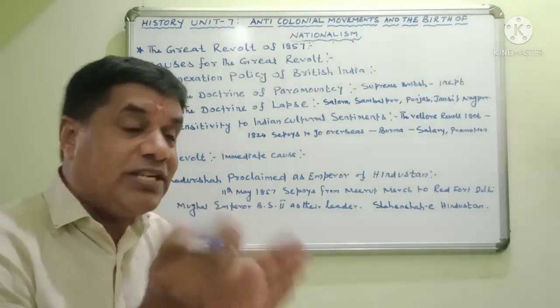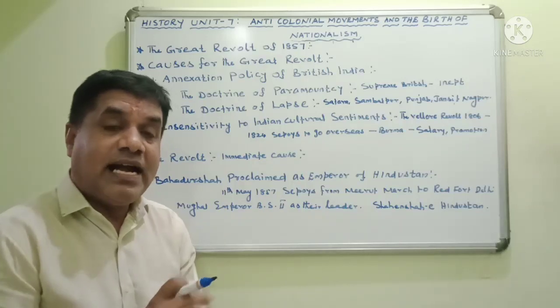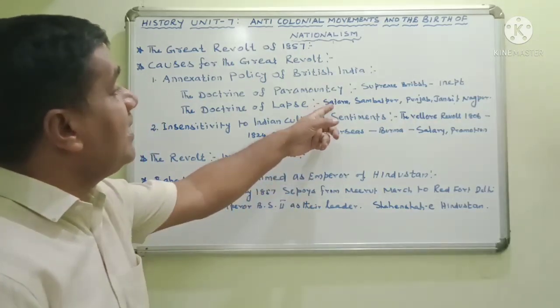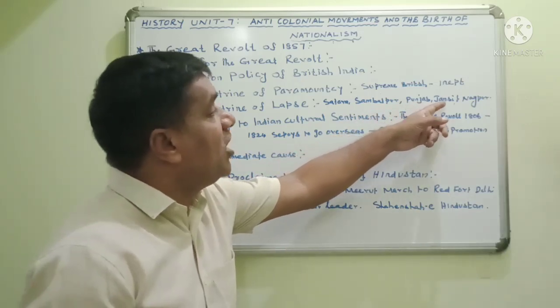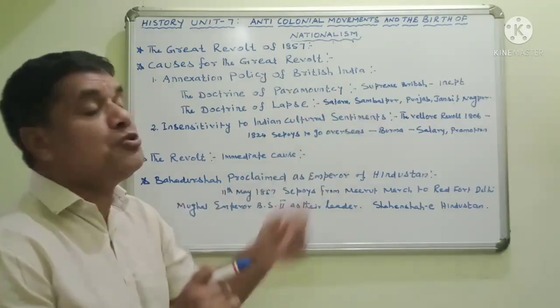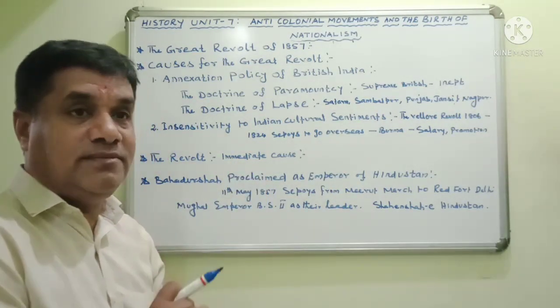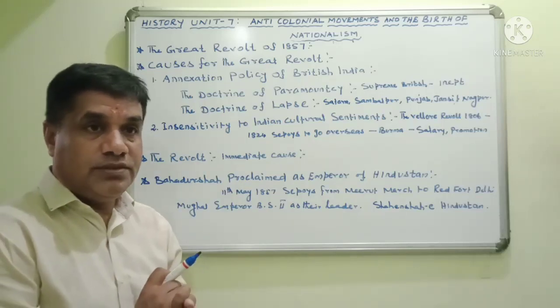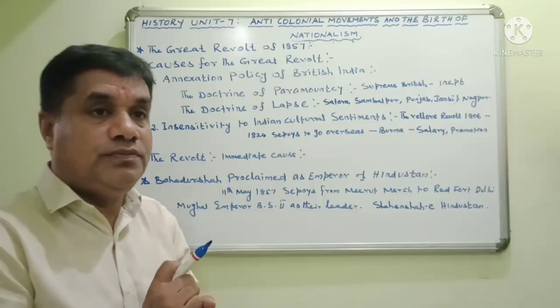According to the doctrine of lapse, the Britishers annexed Satara, Sambalpur, Punjab, Jhansi and Nagpur. These places were captured by the British according to the doctrine of lapse, because the ruler had no issue.